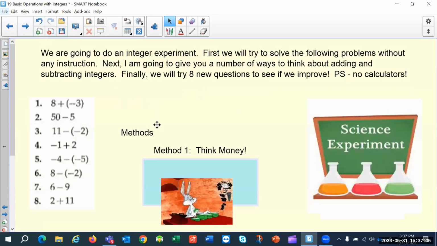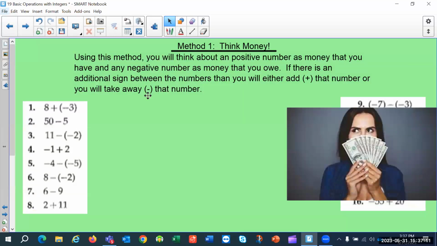Moving onward, we are going to think about money. The way we're going to think about money is we're going to consider positive numbers to be money that we have, and we're going to consider negative numbers to be money that we owe somebody. All right. And then we're going to pay off our debts.